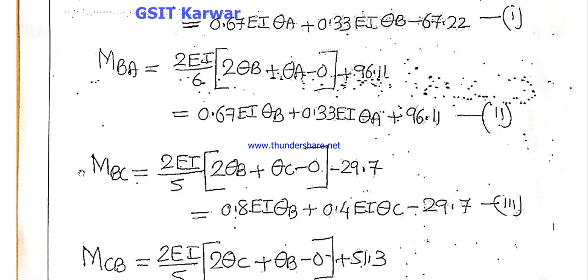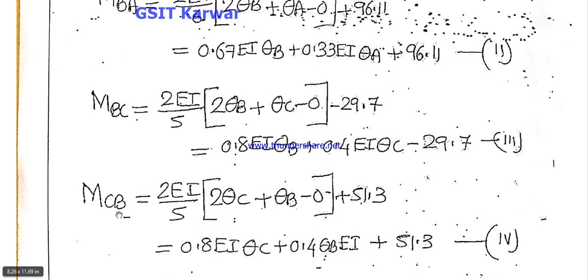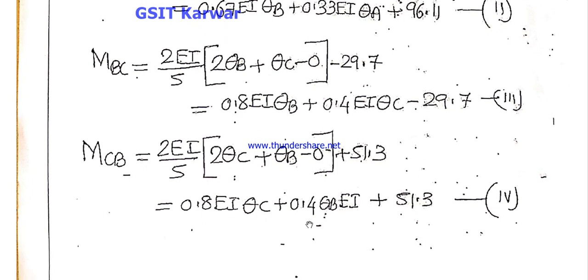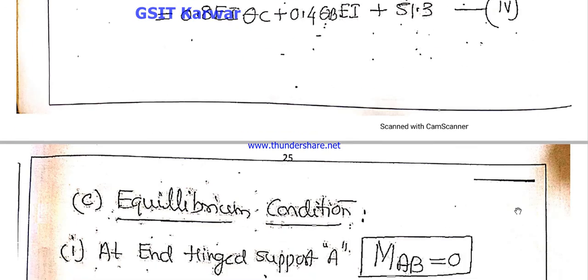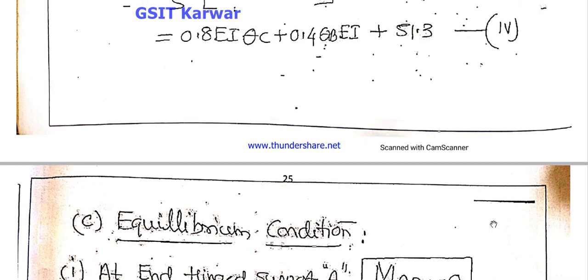And similarly, calculate the moment BC, simplify this equation and give it equation number 3. And similarly for moment CB, solve and simplify this equation and give equation number 4. Okay, next class we will continue with the equilibrium condition. Thank you.